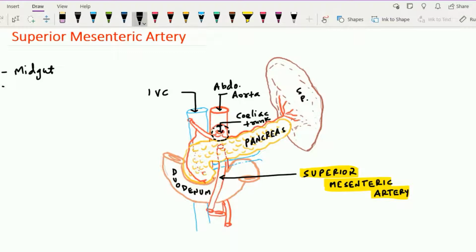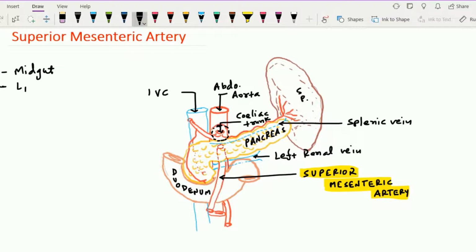And the superior mesenteric artery is sandwiched between two veins: the splenic vein, which is present somewhere here and reaches the hilum of the spleen after passing behind the body of the pancreas, and below there is the left renal vein, which passes from the left kidney to the inferior vena cava. So the superior mesenteric artery is sandwiched between the left renal vein below and the splenic vein above. It arises at the L1 vertebral level.